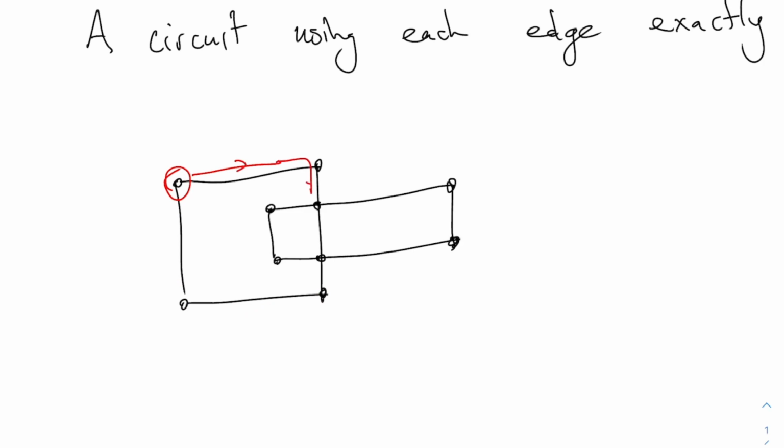Something like this. An Euler circuit is meant to use every edge once without repeating any edges. You may repeat a vertex, usually you have to repeat vertices in order for this to work. There we go. That's my Euler circuit. I covered every edge once without repeating any edges and without missing any edges.